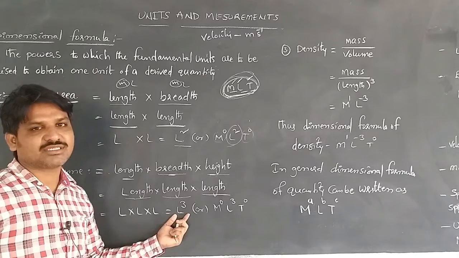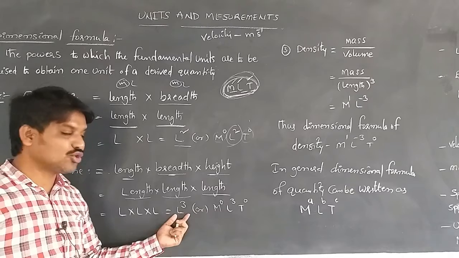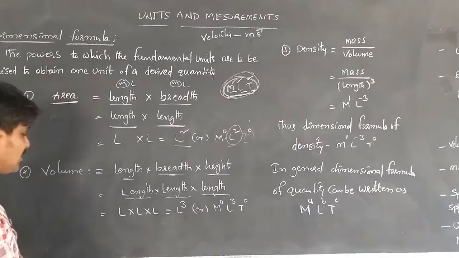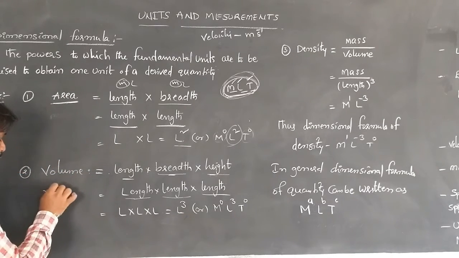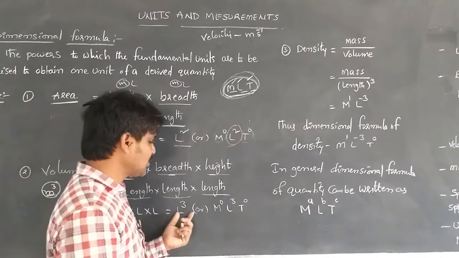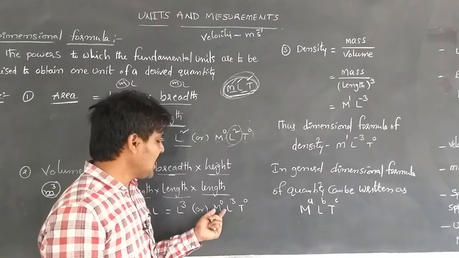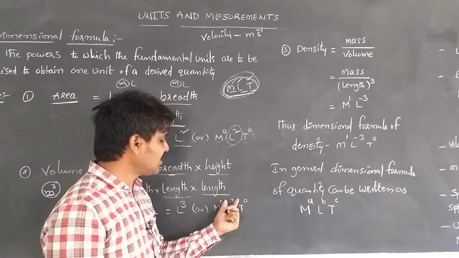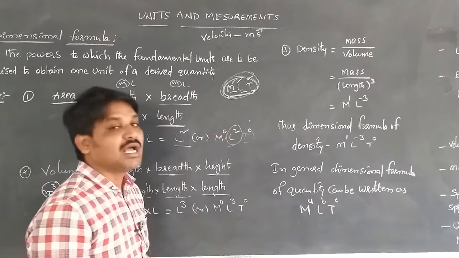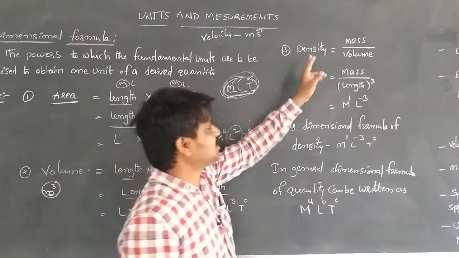The volume units here, we can say L cube means length cube, meter cube. If we want to find the length cube, then that is a meter cube. Meter means length, so that's why we are writing L cube. These are the dimensional formula of volume: M power 0, L power 3, T power 0 be the dimensional formula of volume.